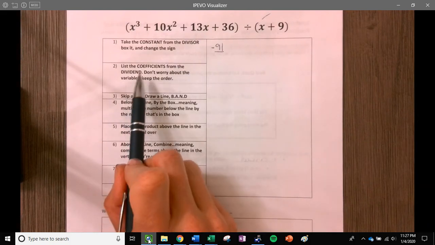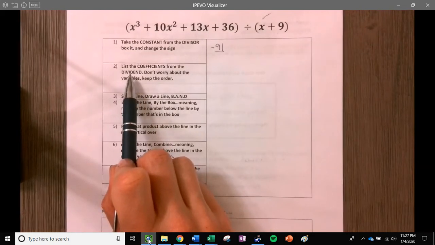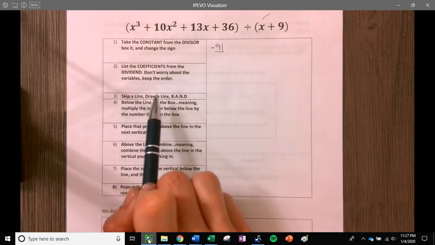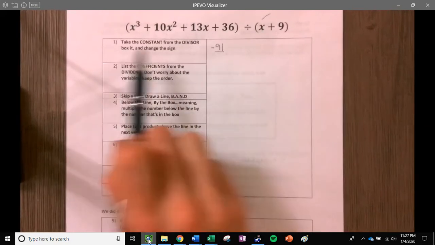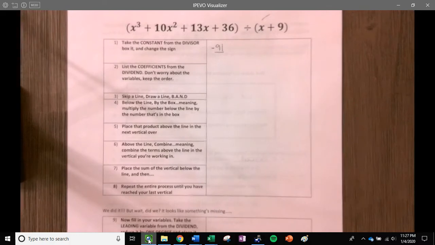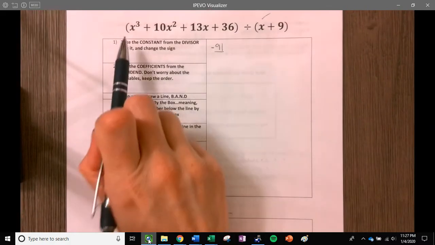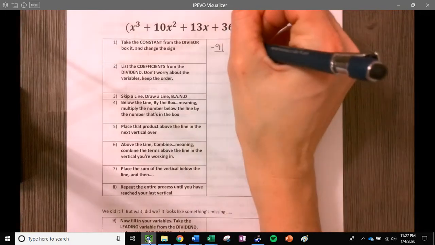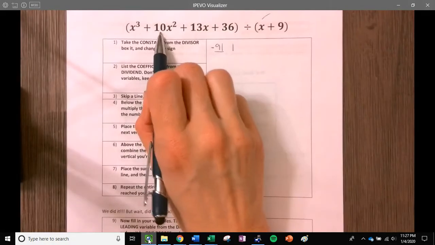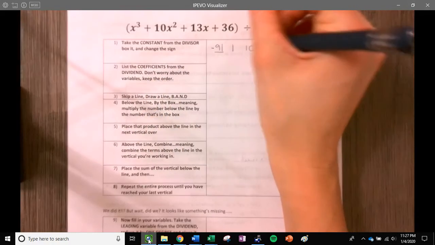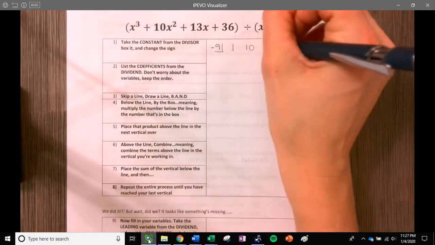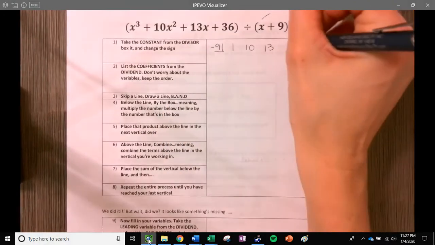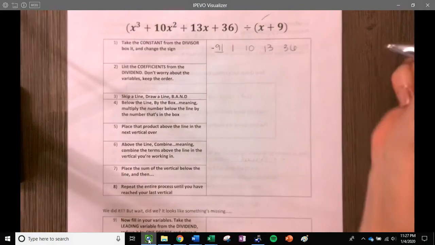Step number 2, list the coefficients from the dividend. Don't worry about the variables. Keep everything in the same order. All you're going to do is list the coefficients. You're going to list the numbers. So my coefficient on x to the third is an invisible 1. I'm going to list 1. I'm going to list 10. I'm going to list 13. And I'm going to list 36.